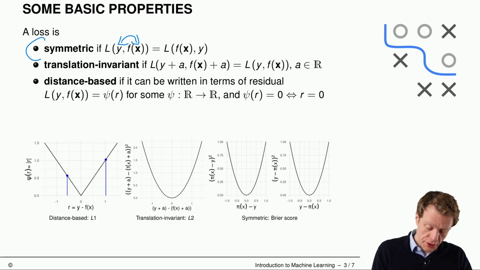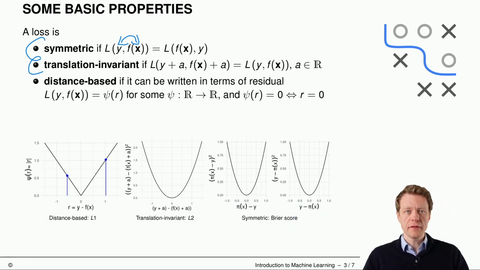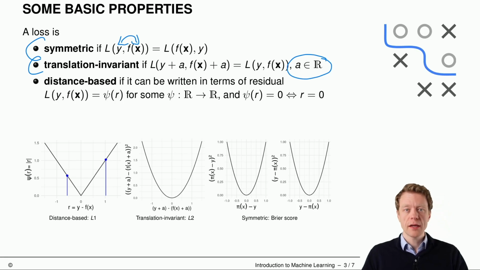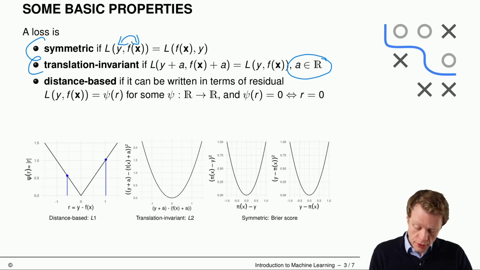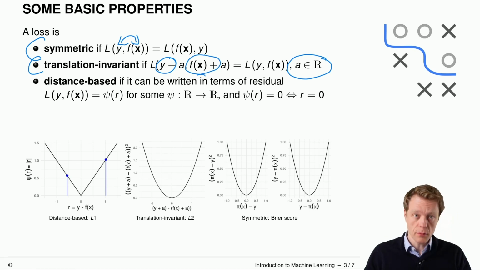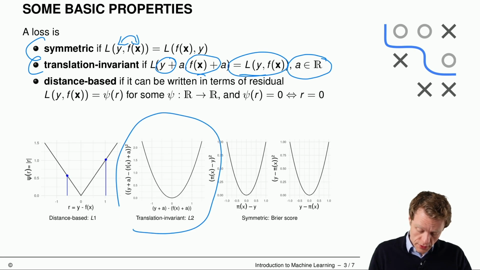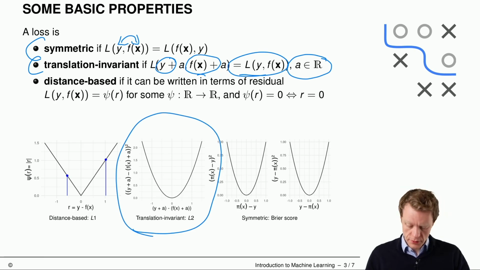The second property would be translation invariance, which means if we take one real number A and we add this same number A to the target and to the model, then the loss shouldn't change. That holds for all residual-based losses, such as the L2 loss, for example, because this A and that A cancel each other out, right?